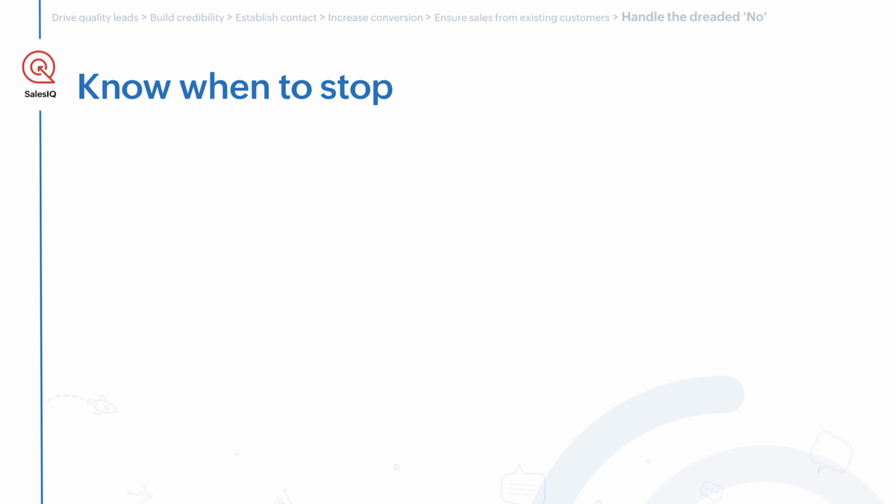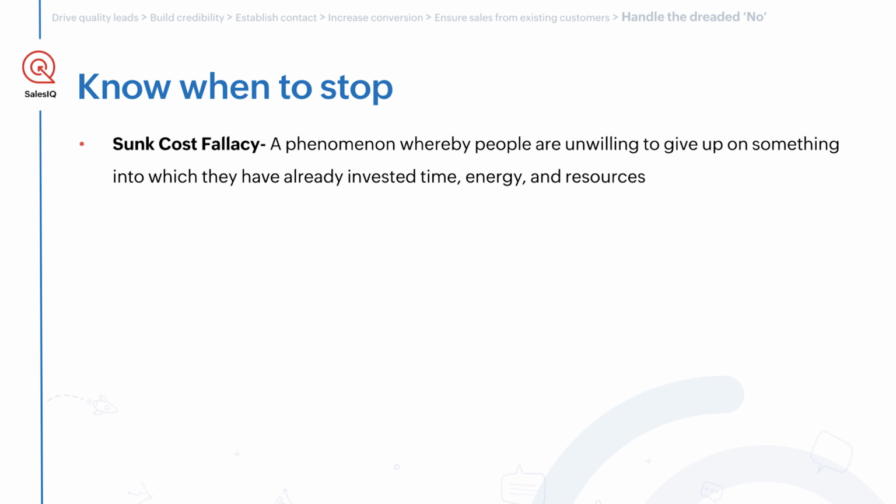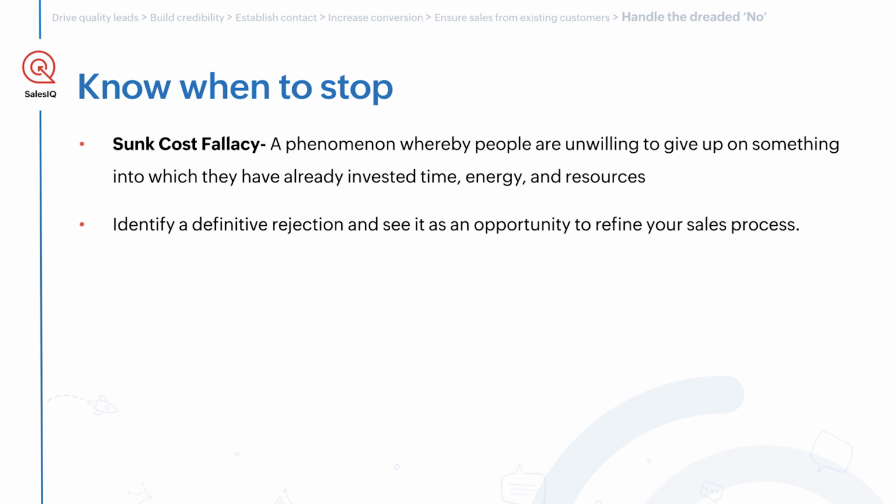Now, though it's important not to give up too soon, you also need to know when to stop because you can't just keep going on forever. So, there's a phenomenon called the sunk cost fallacy, whereby people are unwilling to give up on something into which they've already invested their time, energy, and resources and end up wasting more resources that can be used elsewhere.